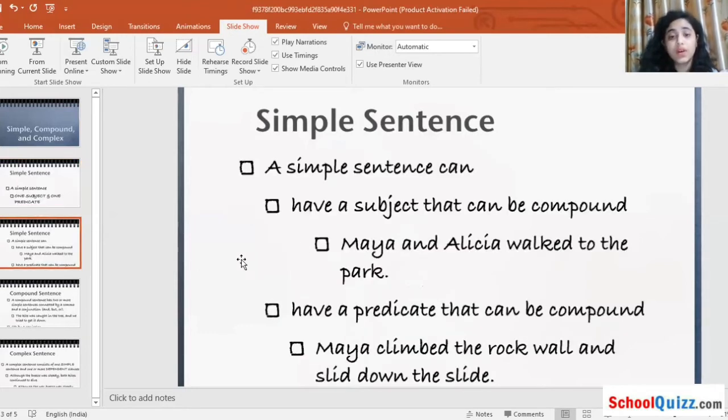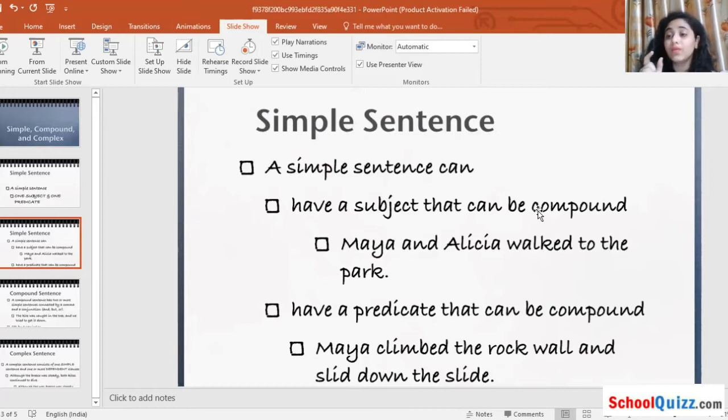So here, a simple sentence can have a subject that can be compound. Even if the sentence is in a simple format, it can also have some additions of the compound, like Maya and Alicia walked to the park. It can also have a predicate that can be compound. Maya climbed the rock wall and slid down the slide.